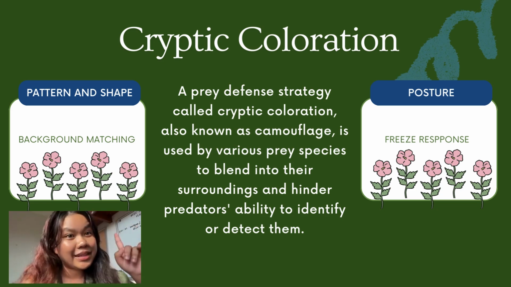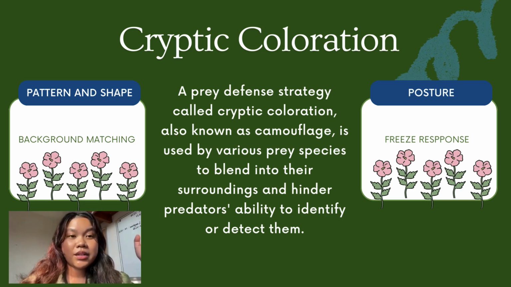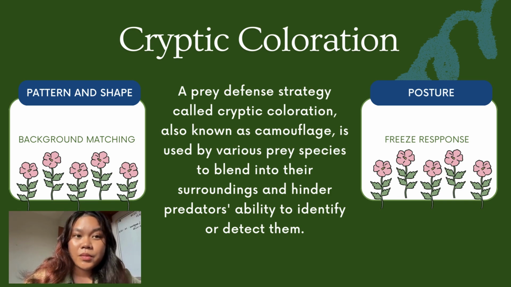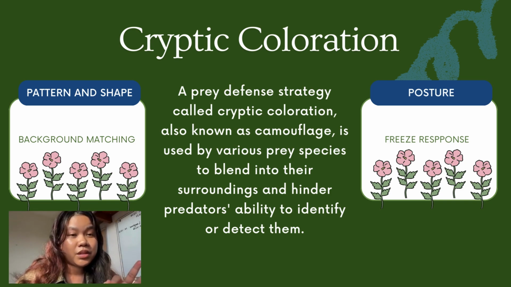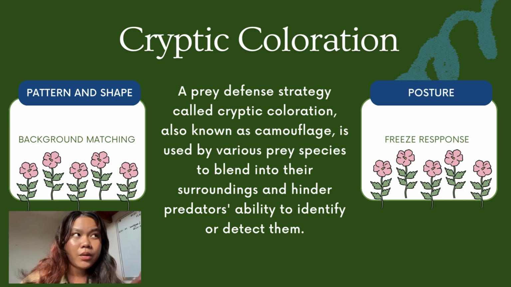The first response is cryptic coloration. What is cryptic coloration? It is also known as camouflage. It is the use by various prey species to blend into their surroundings and hinder predators' ability to identify or detect them. To successfully hide, these strategies include two things: pattern and shape, and texture. The pattern and shape is background matching. The colors and patterns of these species often closely mimic those of their natural surroundings, including any objects there.